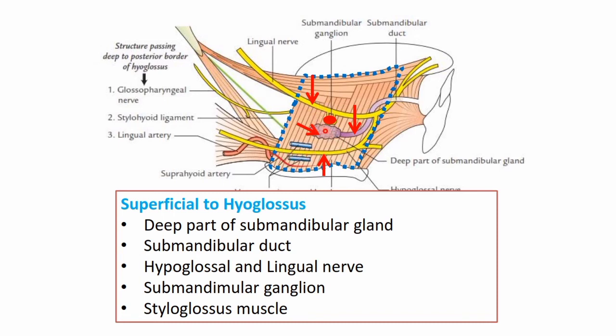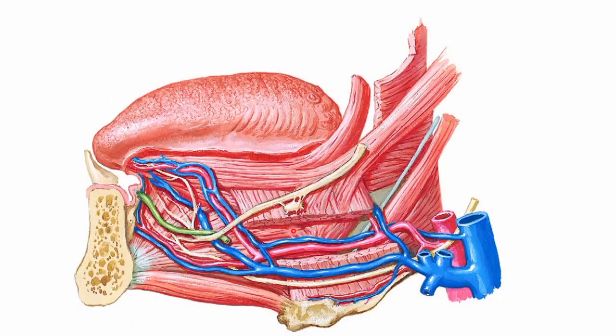Above the deep part of the submandibular salivary gland, we can identify the submandibular ganglion, this red color one, and above it we can identify the lingual nerve. Then above these structures, we can identify the styloglossus muscle, which is extending from the styloid process to the tongue. So these are the structures which are present superficial to the hyoglossus. Yes, you can identify all the structures over here. So this is the submandibular ganglion. Above it is the lingual nerve. Below that one is the hypoglossal nerve.